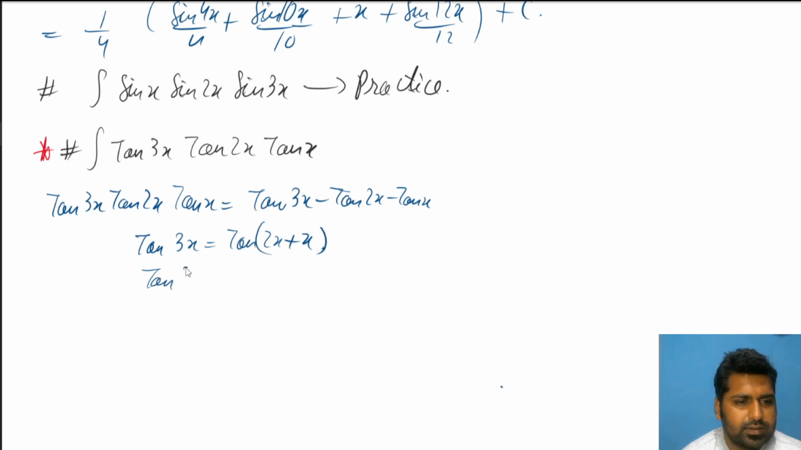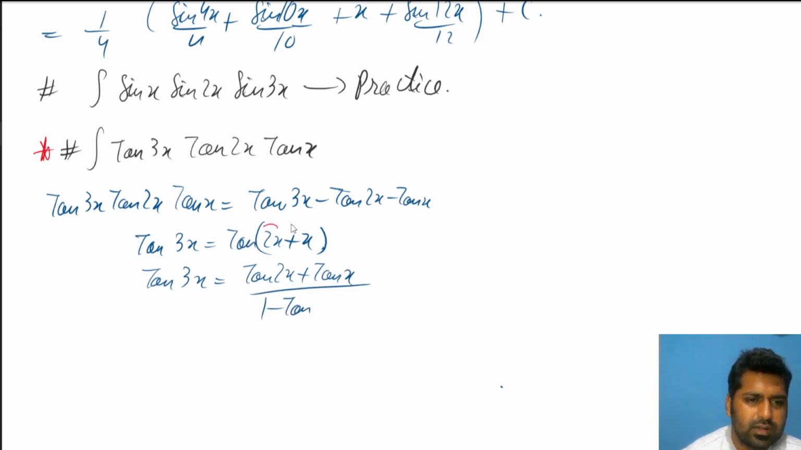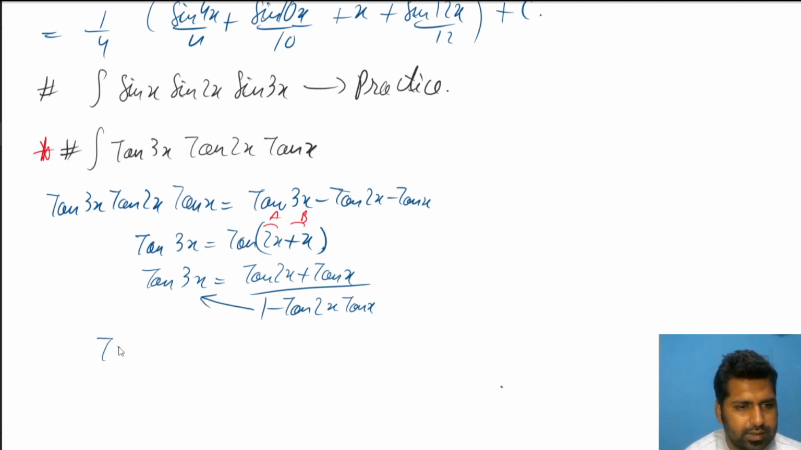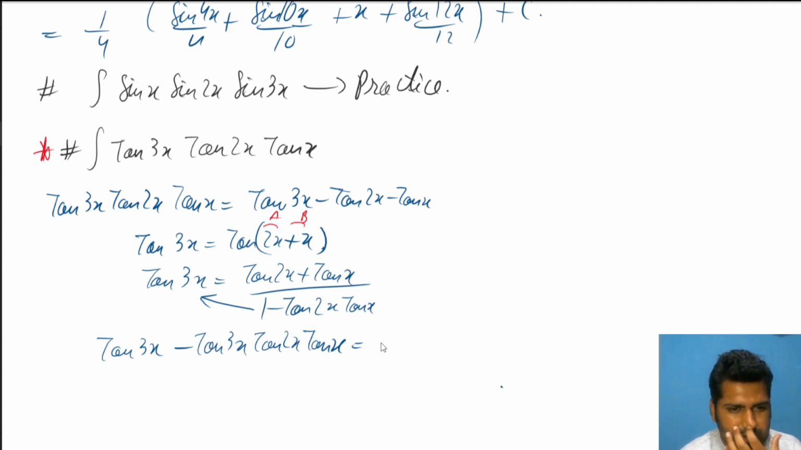So this is tan 3x is equal to, use the a plus b property. So tan a plus tan b upon 1 minus tan a tan b. What I've used is the tan a plus b formula, so tan 2x plus tan x upon 1 minus tan 2x tan x, and then cross multiply. So you'll get tan 3x minus tan 3x tan 2x tan x is equal to tan 2x plus tan x.